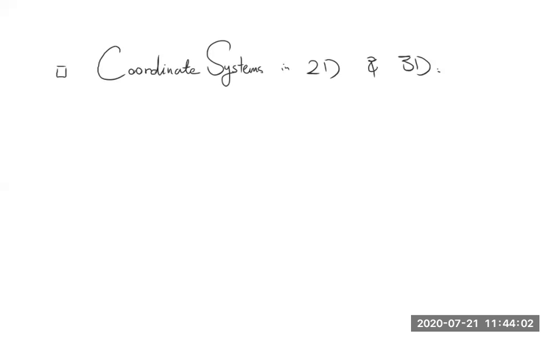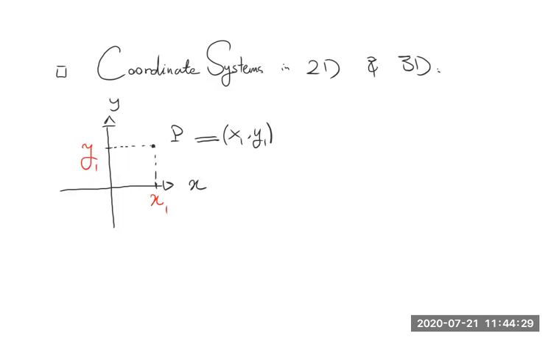Okay, so when we are in two-dimensional space, in the plane, we have X and Y. So if we have a point P, we can project it to the X-axis. We get, say, X1. We project it to the Y-axis. We get Y1. Therefore, we can show P with X1 and Y1. And we call this way of presenting the points the rectangular coordinate system.